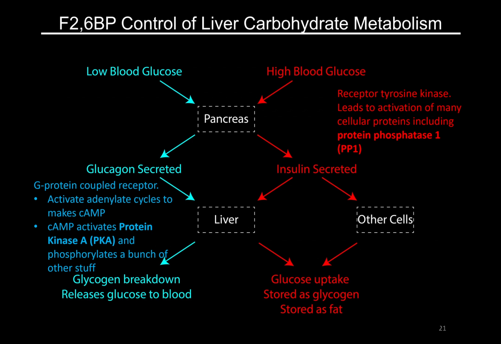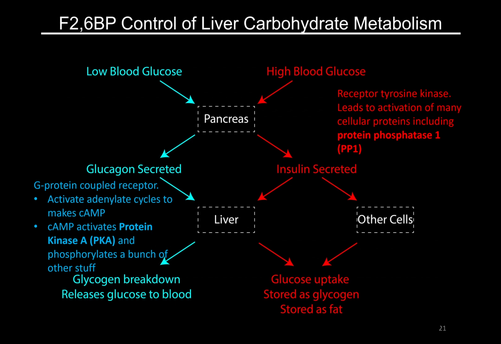Okay? The cool thing about these opposing signals is that they actually end up with opposing signals in the cell in terms of phosphorylation. Okay? So you may remember from Biochem 1 that insulin triggers the insulin receptor, which is a tyrosine kinase.